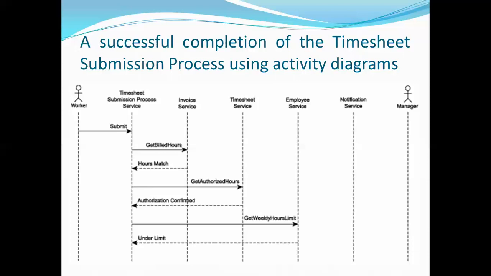If the authorization is not confirmed, then the next task is that you reject the timesheet. If the authorization is confirmed successfully, accept the timesheet. The next is get weekly hour limit. That weekly hour limit information is taken from the employee table with the help of the employee service, and then this weekly hour limit is compared with the recorded hours taken from the timesheet table. If the recorded hours are under the limit, then only accept the timesheet, else you reject the timesheet.